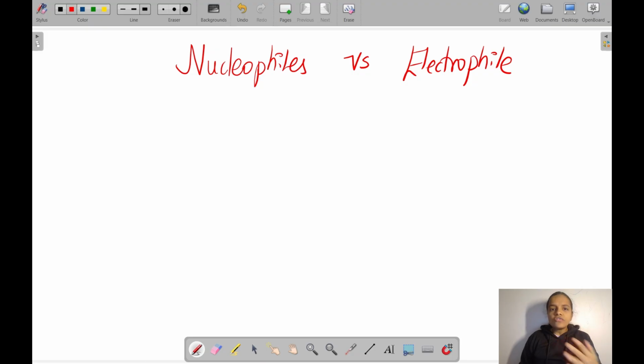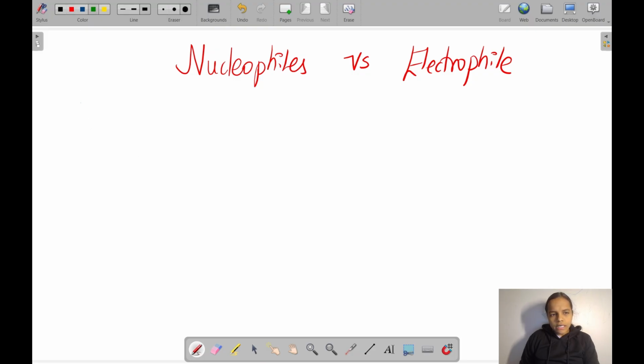There are lots of naming reactions which have a very high weightage in all kinds of examinations. So when we understand this very fundamental direction of the electron movement, then it will be easy for the students to solve the organic reaction mechanisms. So we start with this.